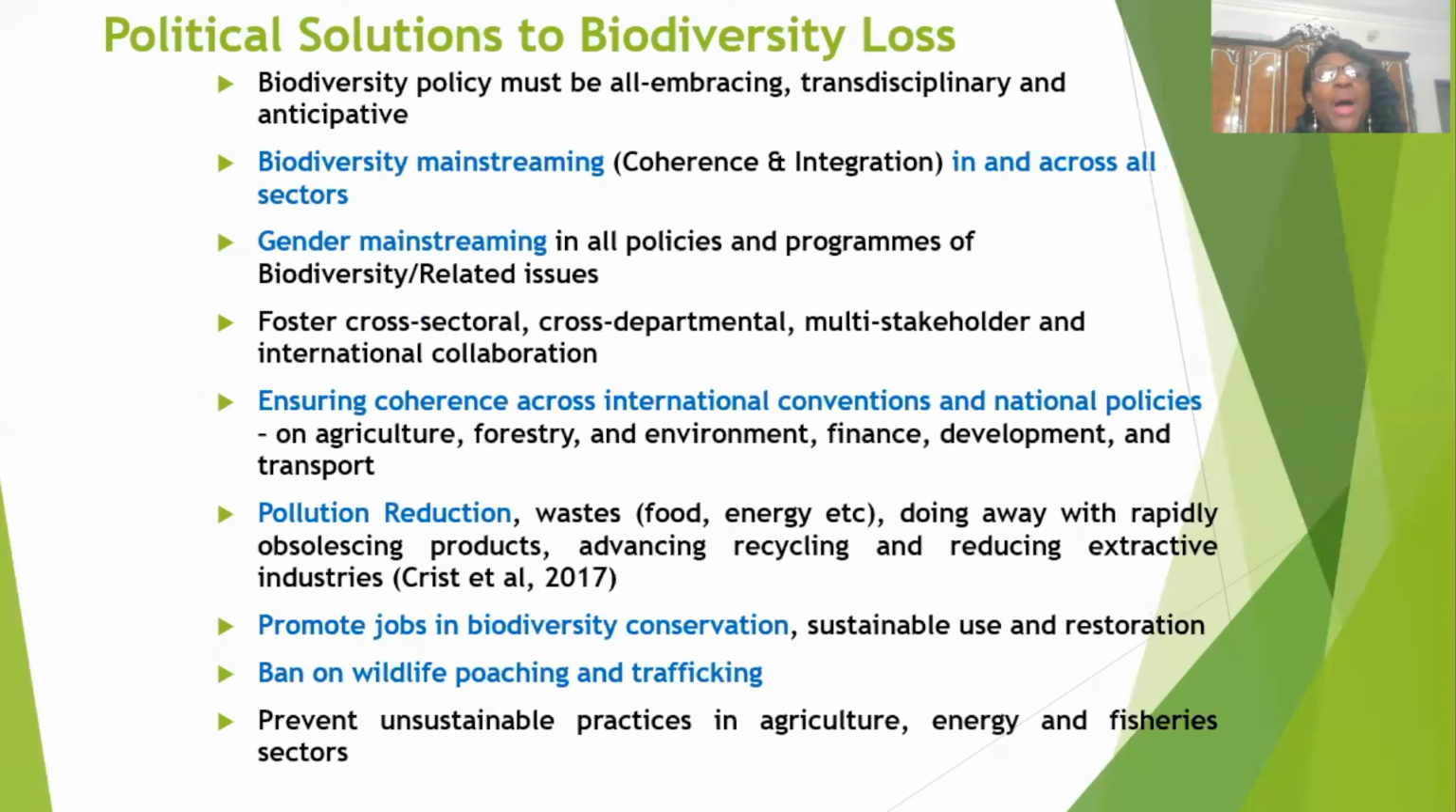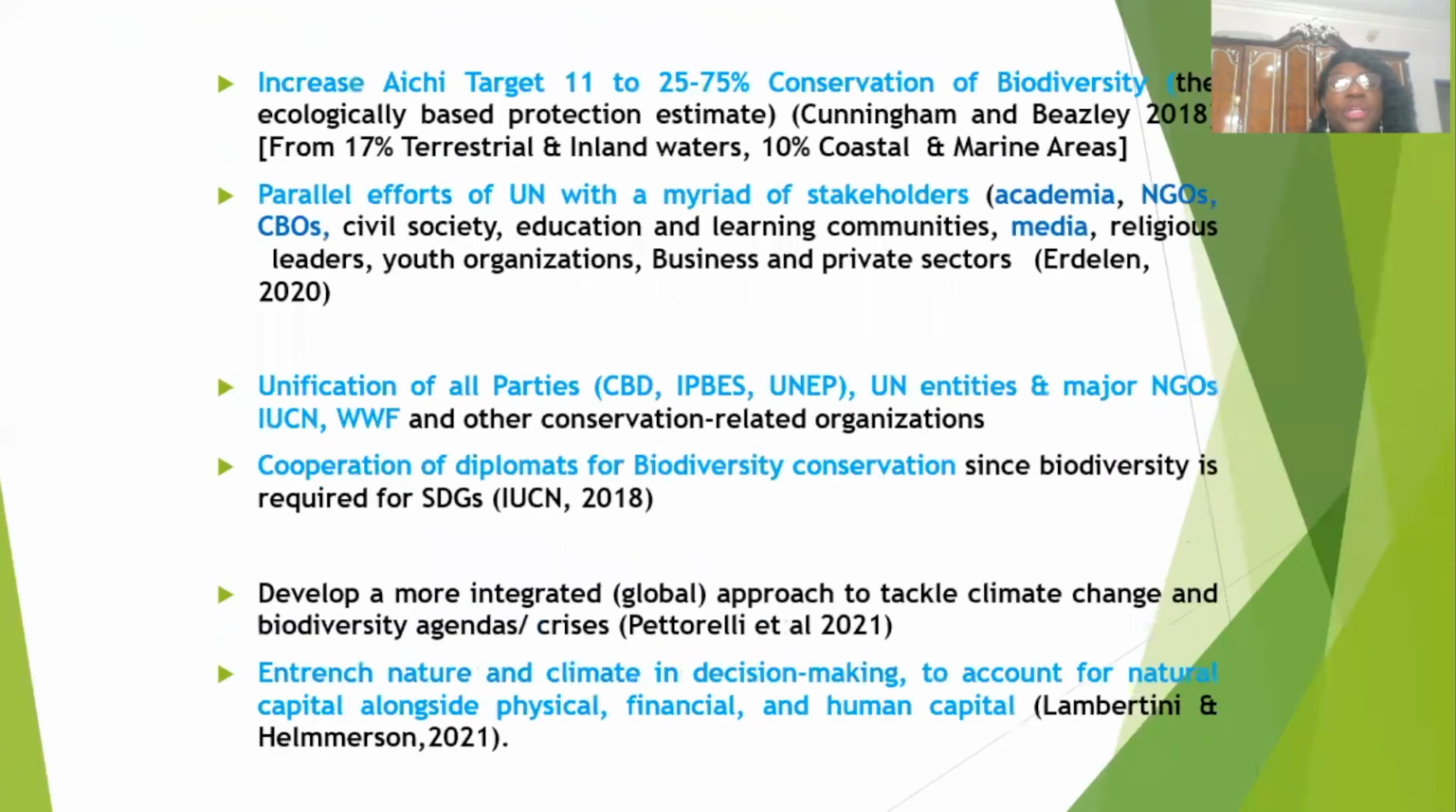Political solutions to biodiversity loss. Biodiversity policy must be all embracing, transdisciplinary, and anticipative. There should be biodiversity mainstreaming in and across all sectors, gender mainstreaming in all policies and programs of biodiversity, ensuring coherence across international conventions and national policies on agriculture, forestry, environment, development, etc., pollution reduction, promotion of jobs in biodiversity conservation, ban on wildlife poaching and trafficking, increase in Aichi targets.